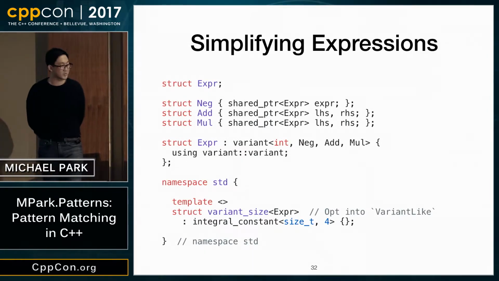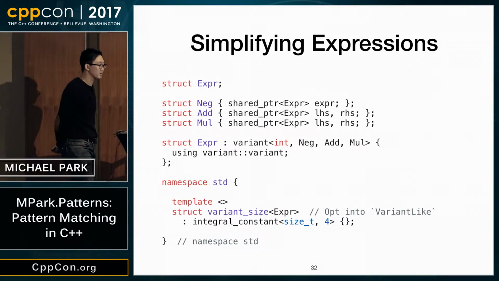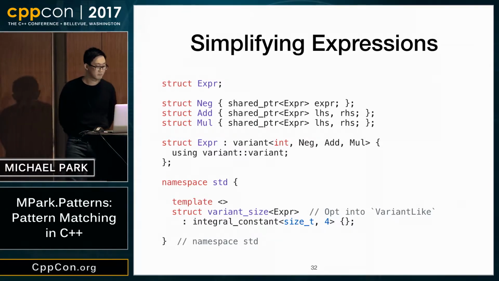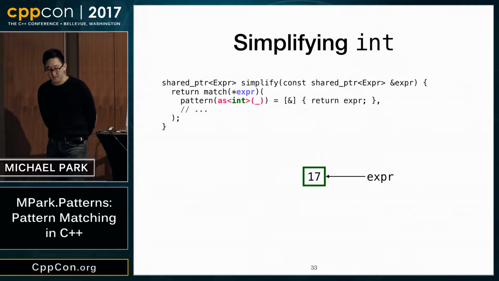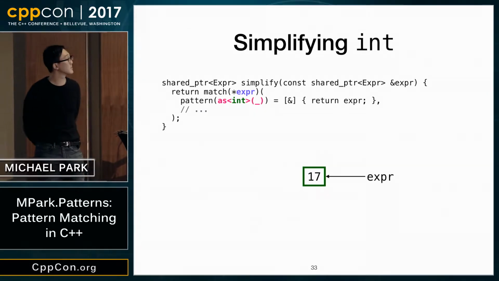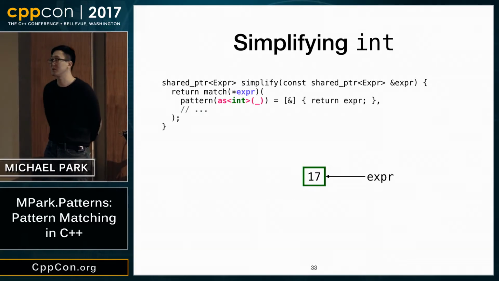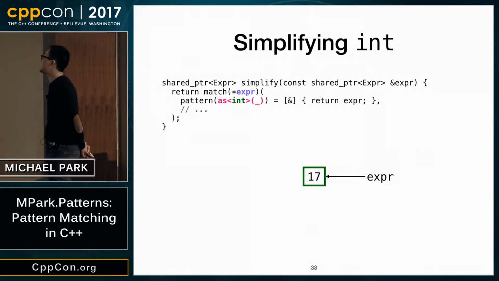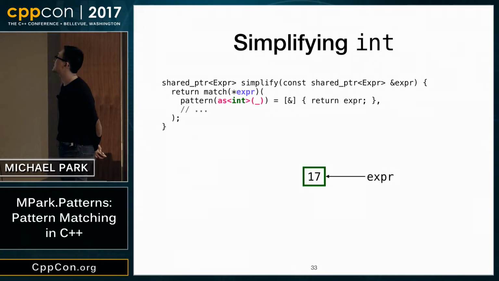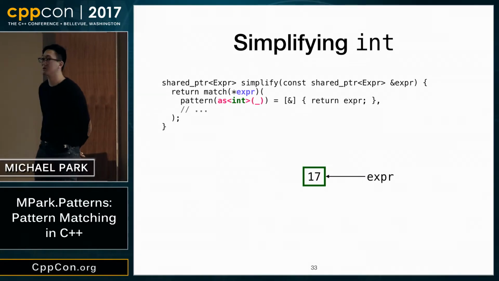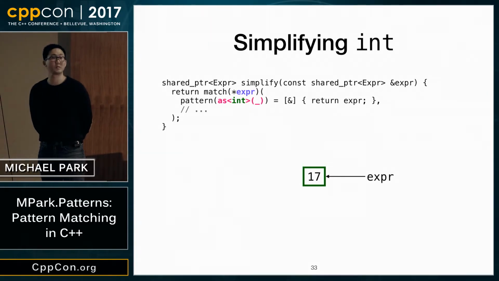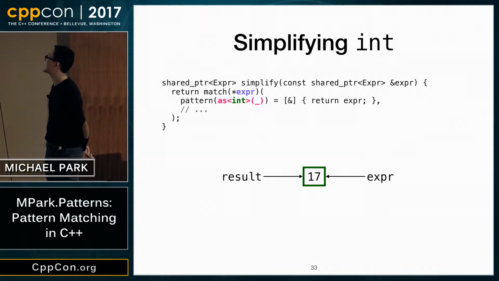Just a refresher on the expression tree that we've been looking at. Nothing's changed. We'll go through it case by case. The first one is a simple case where we're just simplifying an int. We take some expression tree, we match the expression, and if it holds an int, we don't even care what it holds. We're just going to return the expression directly. So our result is going to be just another shared pointer that points to the same integer.